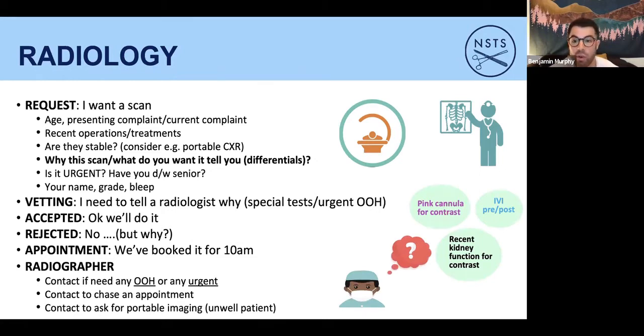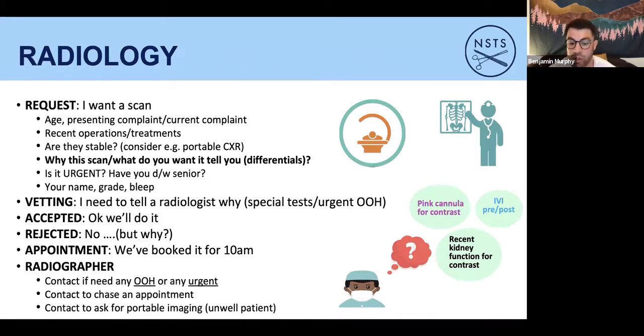If people are going for any scans with contrast, the radiographers and radiologists like a pink cannula in the ACF for the contrast to go through. And that's because they need the contrast to go in relatively quickly in one bolus into a large vein in order to get the correct imaging and series for CTs or MRIs.